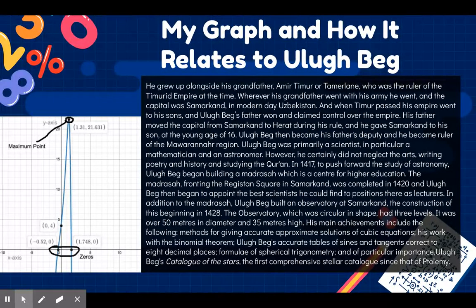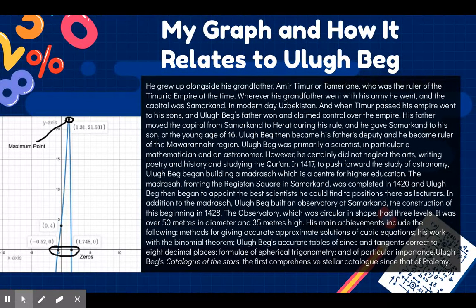Ulugh then became his father's deputy, and he became ruler of the Mawarannahr region. He was also primarily a scientist, in particular a mathematician and an astronomer. However, he certainly did not neglect the arts, writing, poetry, and history, and he studied the Quran.